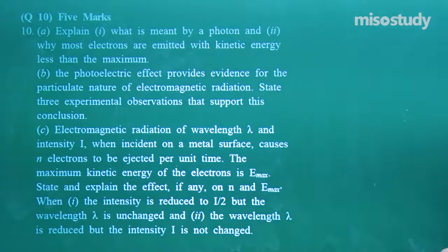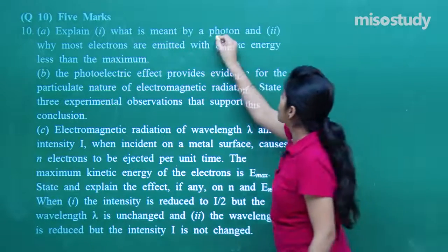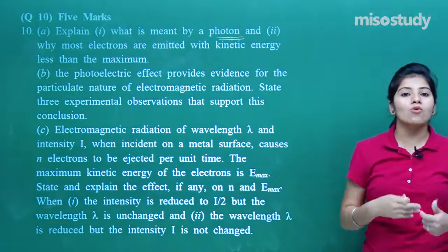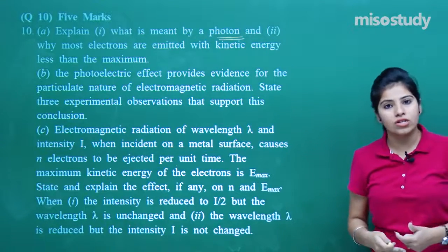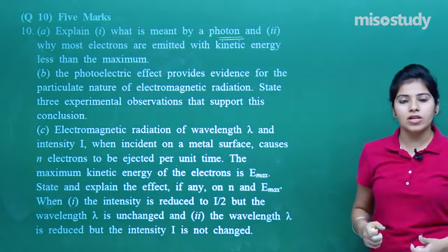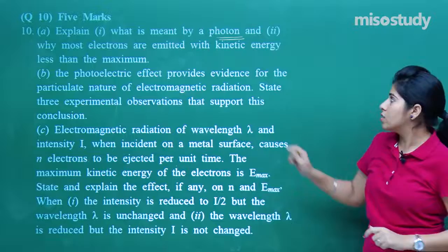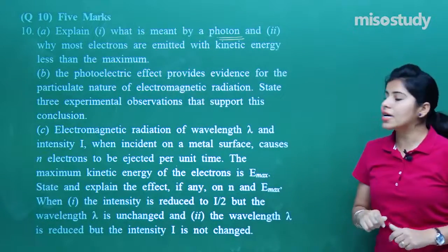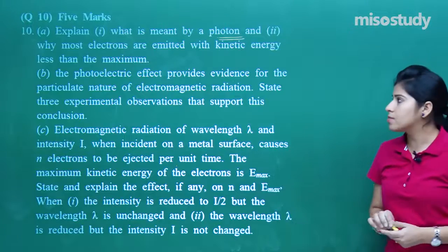It is a 5 mark question, and in this question we have to explain what we mean by a photon. So let me simply tell you what we mean by the photon. It is a quantum of electromagnetic radiation. What does it mean? It is a quantum of electromagnetic radiation. This you have to write over there. And secondly, why are most electrons emitted with kinetic energy less than the maximum?